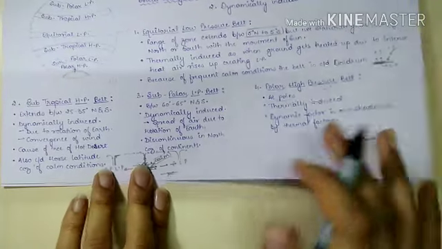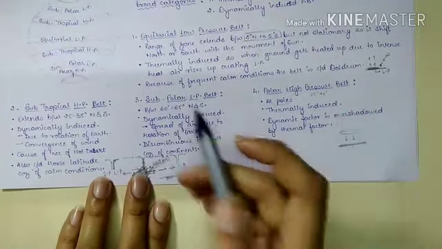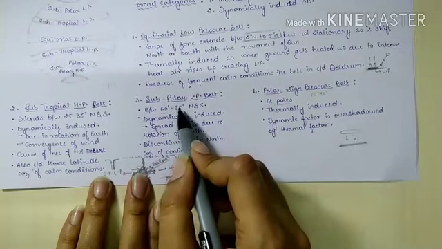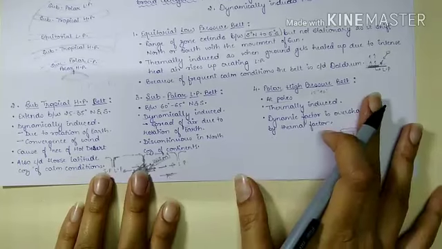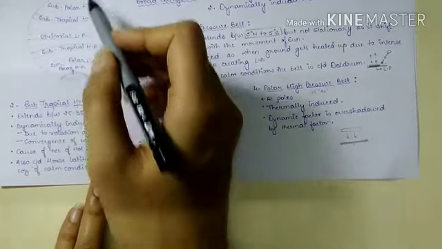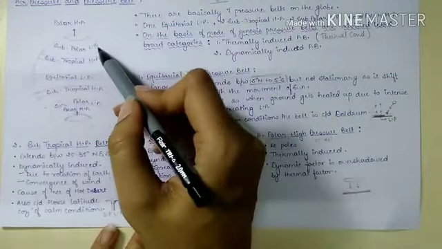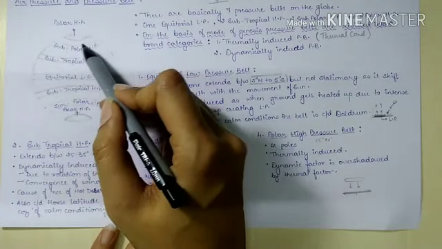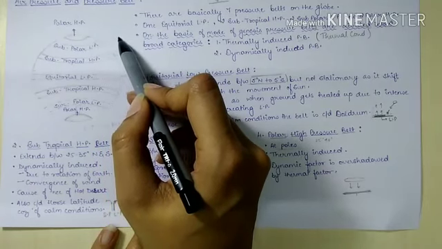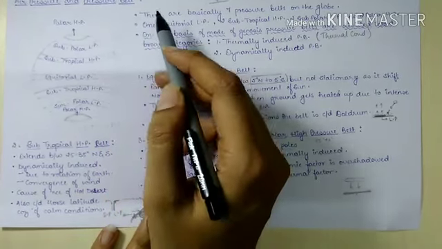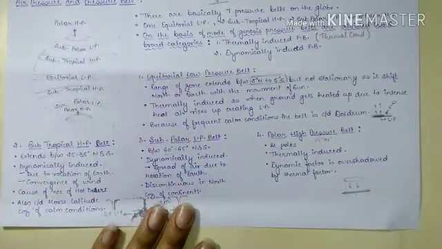Now the last one is the subpolar low pressure belt. The subpolar low pressure belt ranges between 60 degree to 65 degree north and south. This is also a low pressure belt, which is in an area of considerably low temperature, where low pressure can't be induced thermally.